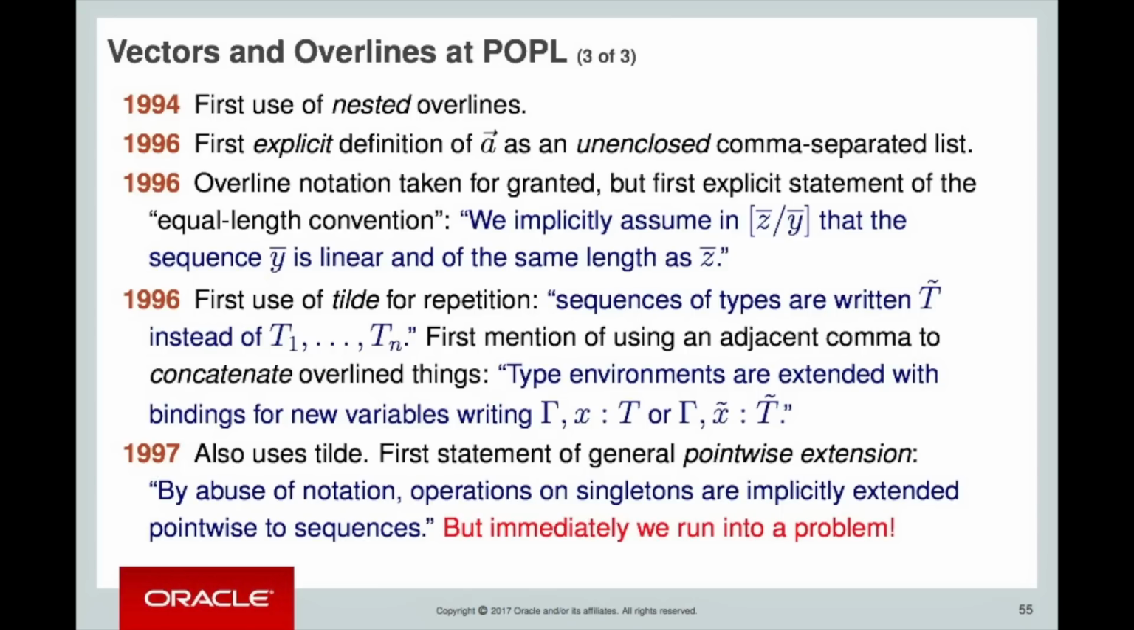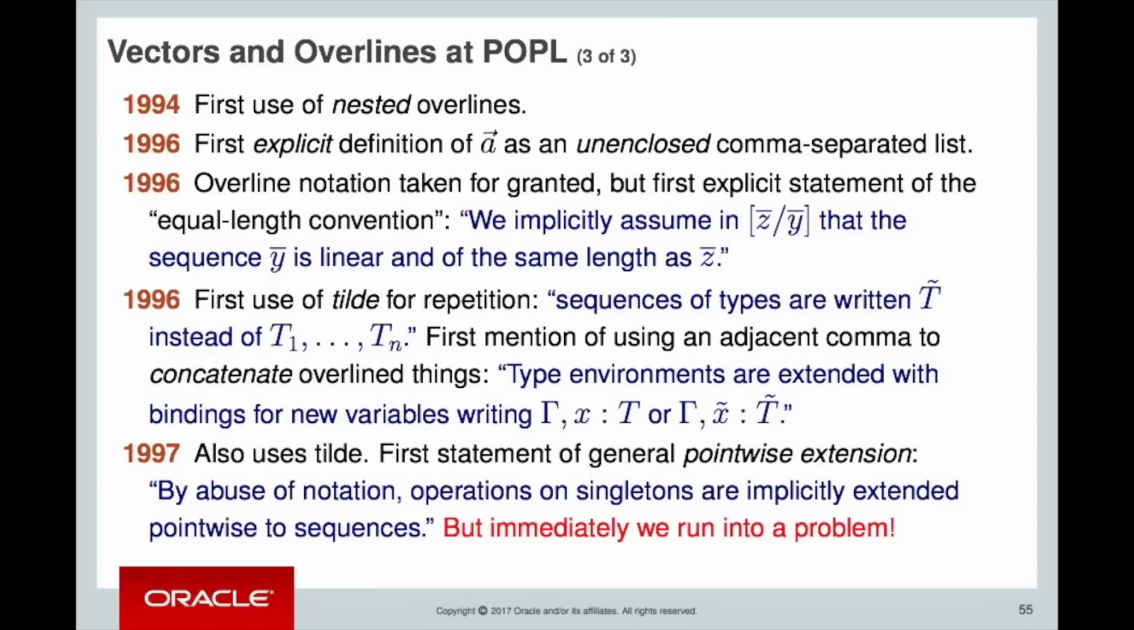Also in '96, the first use of tilde for repetition. Up to now, we've seen overlines and over arrows. Now we're seeing a tilde used for this purpose. Why? Because this is a paper about pi calculus. And pi calculus is also already using overline for another purpose, to distinguish input ports from output ports. So when they suddenly saw the need to adapt this overline notation, they had to choose a different symbol.